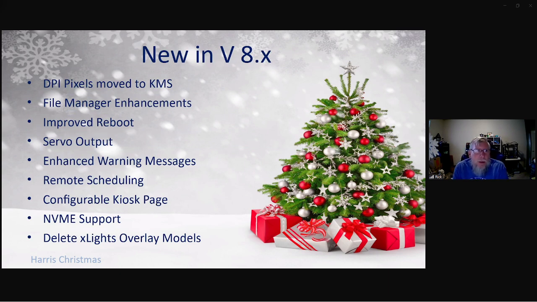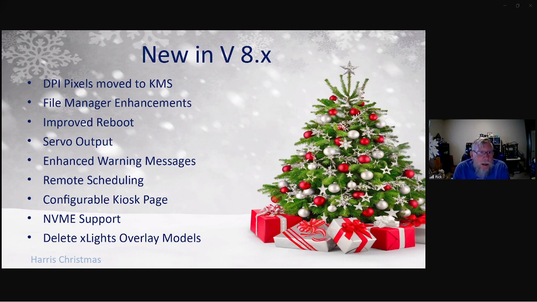DPI pixels, which was one of the biggest challenges, moved to the KMS buffer. It was on the HDMI buffer, but now it's on the KMS buffer because the Pi 5 HDMI buffer wouldn't work with the DPI pixels. But what that means is now both HDMI ports are going to be available, and they might be able to leverage that in the future.